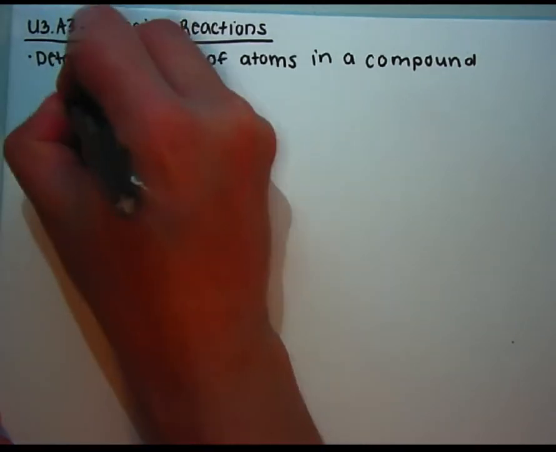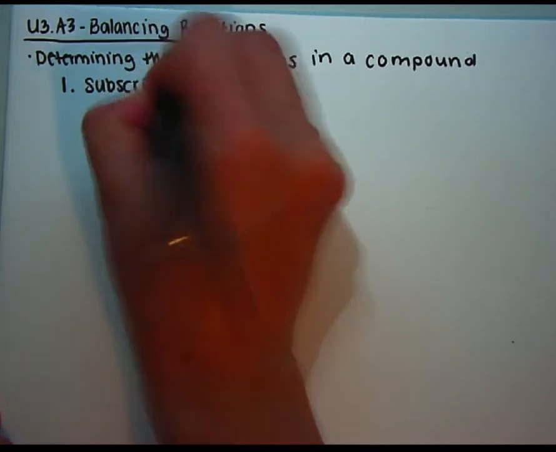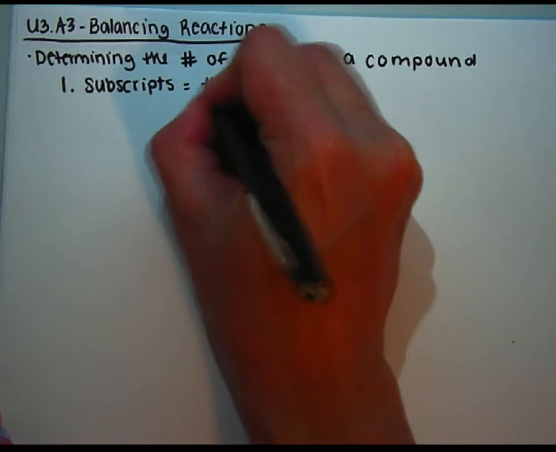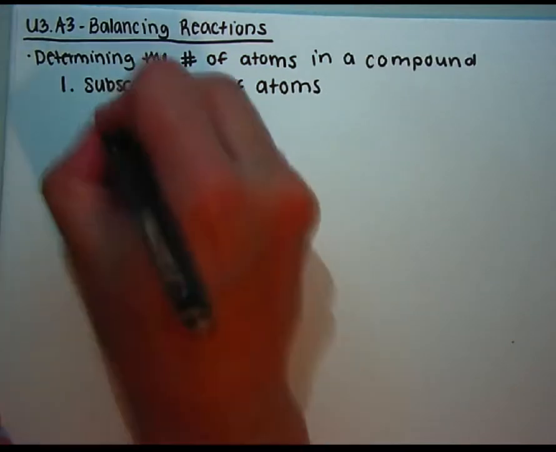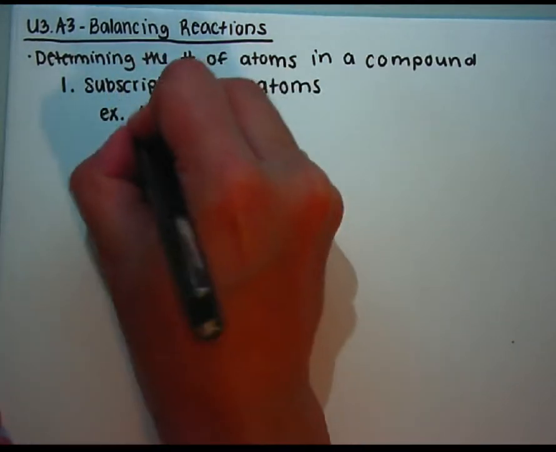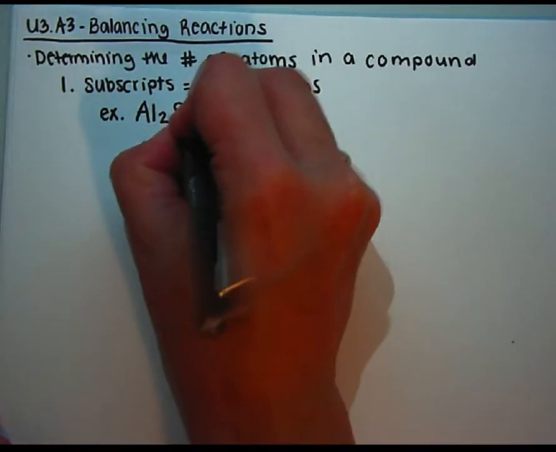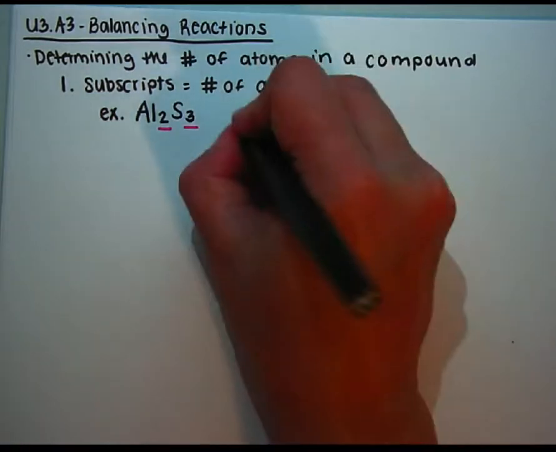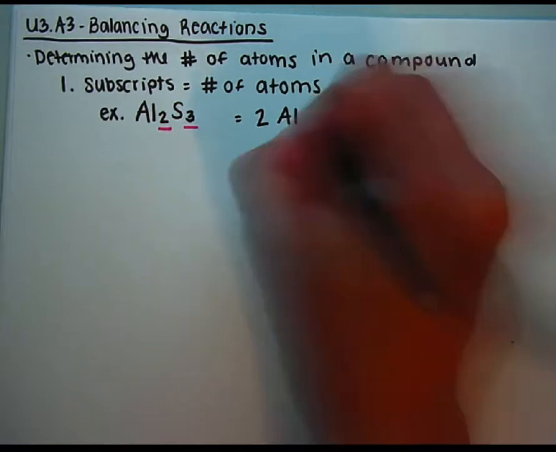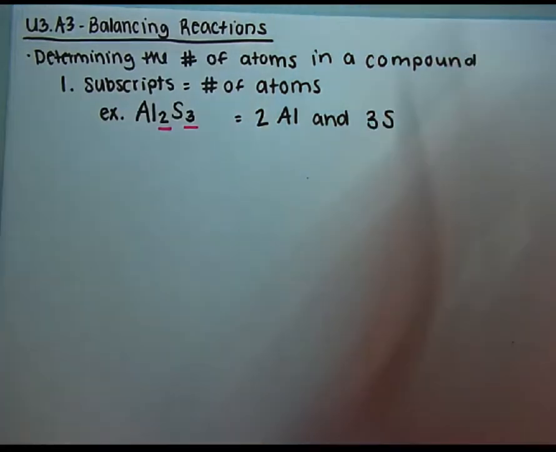The first thing that you have to know is that the subscripts are equal to the number of atoms. So let's say my formula was Al2S3. These subscripts tell me the number of each atom. I have 2 aluminums and 3 sulfurs.